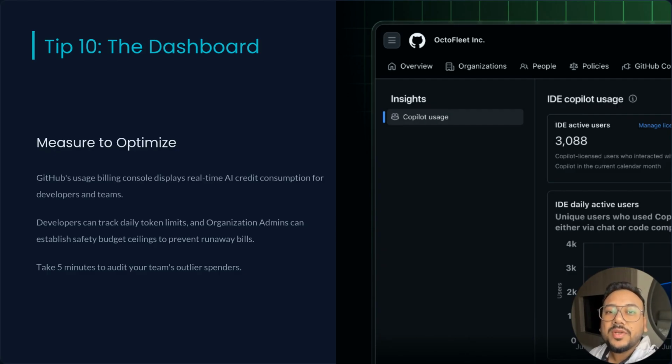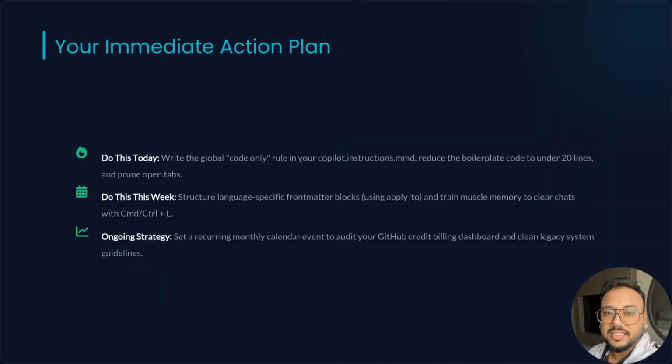If you have never opened this page, go to your GitHub billing dashboard right now. I guarantee you'll find at least one developer on your team who is accidentally burning $100 of tokens a day on an infinite loop. That is all 10 tips.